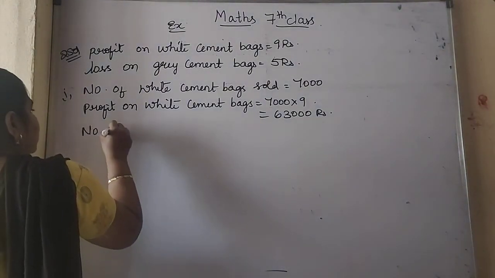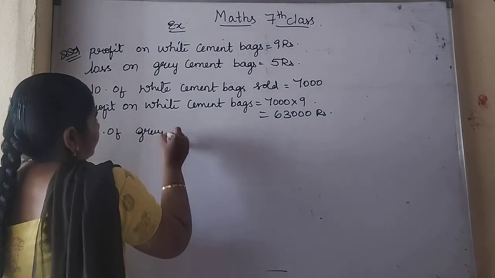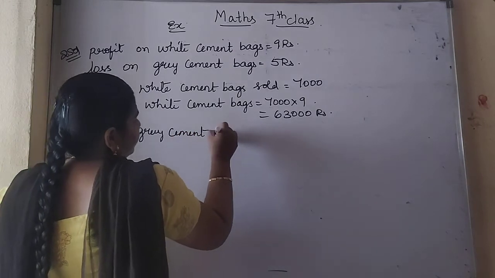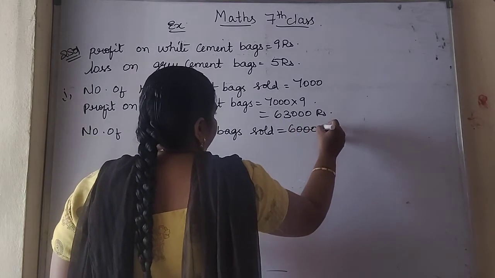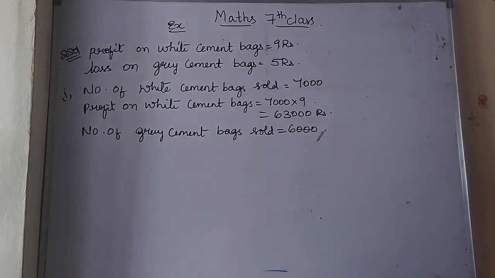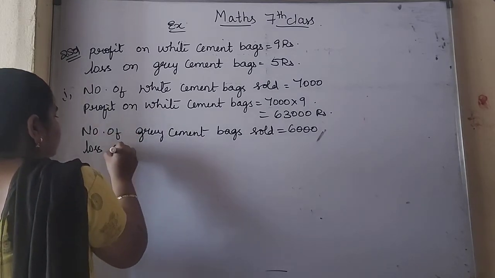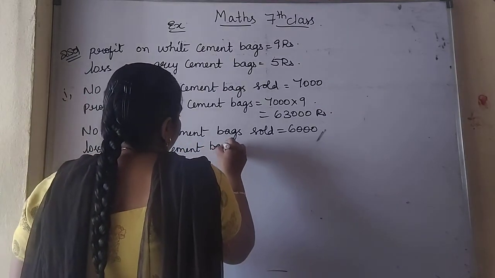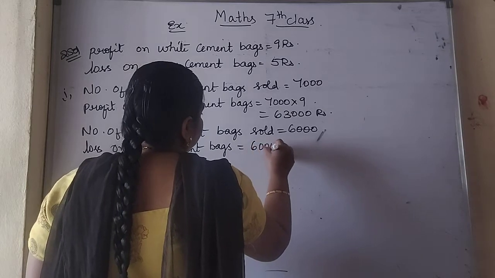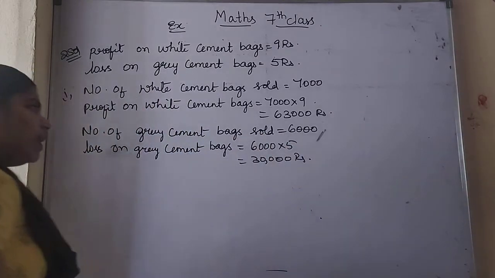Now number of bags sold of that grey cement. So number of grey cement bags sold is how much? That is 6,000. And on selling one grey cement bag, they are getting the loss of 5 rupees. So loss on grey cement bag is 6,000 into 5. That will be equals to how much? 30,000 rupees. Now they are getting profit or loss?